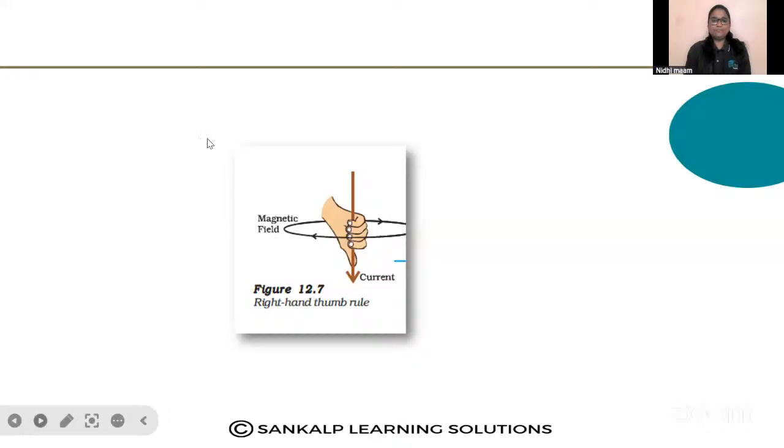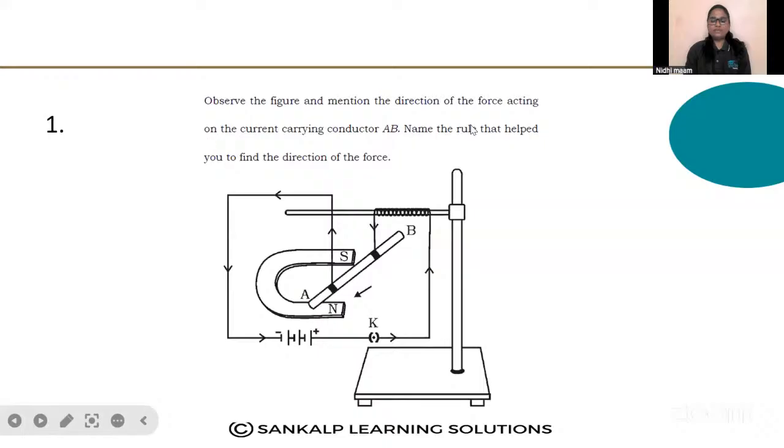Next question. Observe the figure and mention the direction of the force acting on the current carrying conductor AB. Name the rule that helped you to find the direction of force. See here, whatever is there. So this is our magnet, right? So this is a current carrying conductor, what we say, and this is a current. This is the flow of a current, right? So use a left hand thumb rule. Flow of a current, middle finger, like this. So what it indicates here?